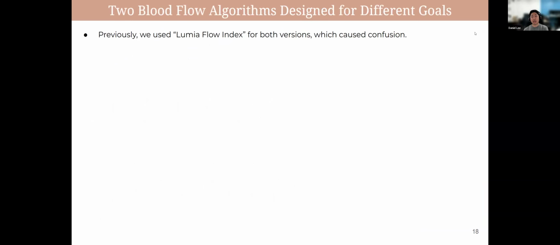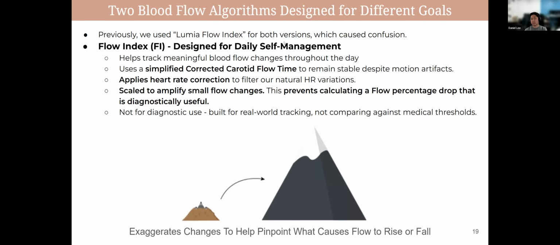So when analyzing that blood flow waveform, there are different ways to analyze it for different goals. One thing that we haven't done super well in the past is we've mixed up different calculation methods that we've used to calculate blood flow proxies from the waveform and called them both Lumia Flow Index. But there are different ways to run and design algorithms that achieve different goals. And so we're going to be making this clear. Lumia Flow Index is the consumer non-regulated metric that is designed for daily self-management. So this is more around helping understand flow changes that are meaningful throughout the day.